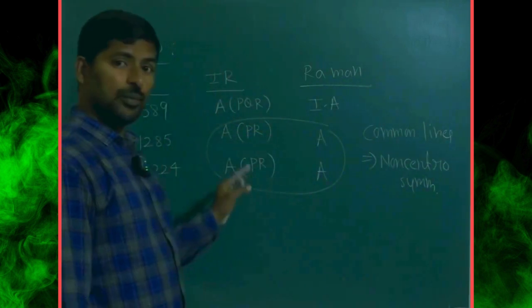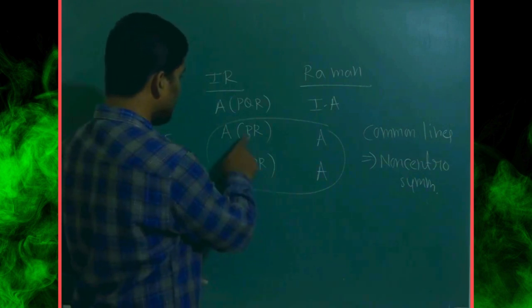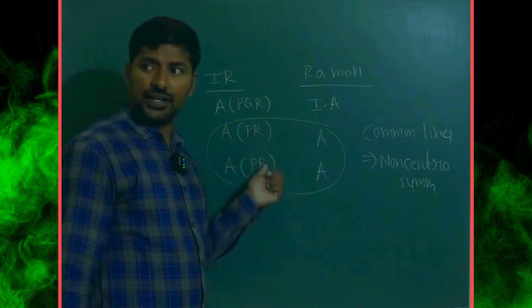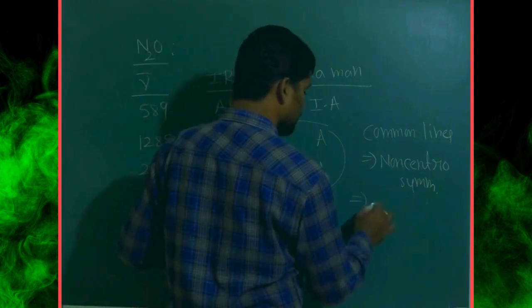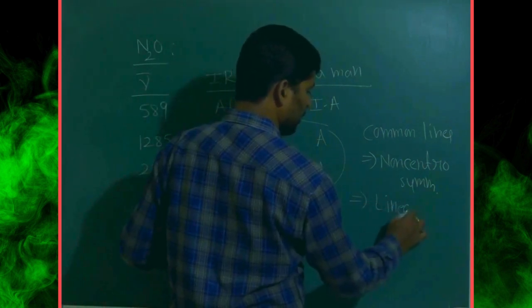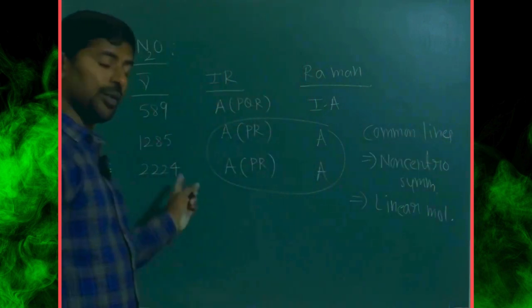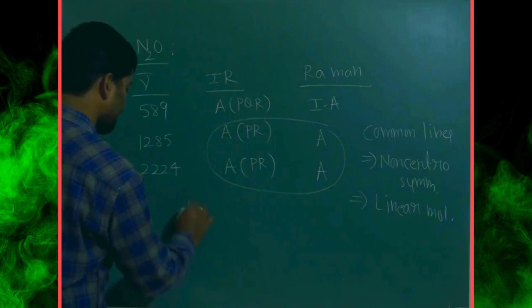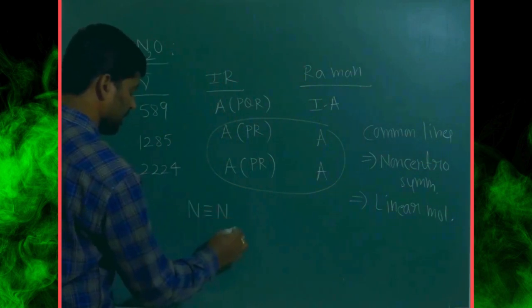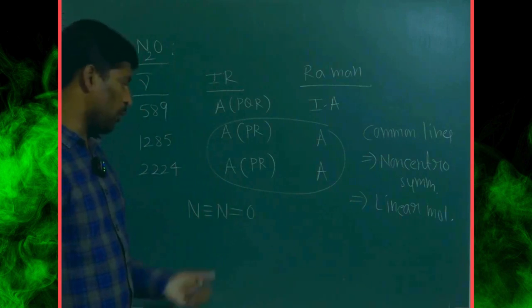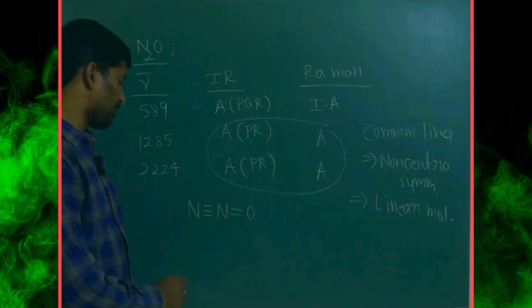Next, is it a linear or non-linear molecule? Here and here, if you observe, the Q branch line is absent. That indicates it is a linear molecule. So overall, N2O is a linear non-centrosymmetric molecule. This is the structure of N2O.